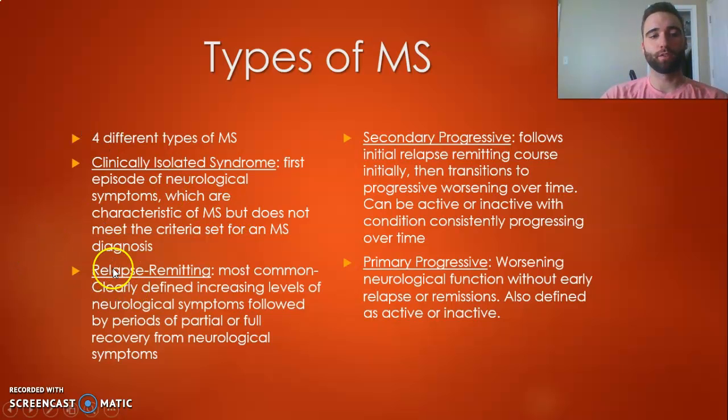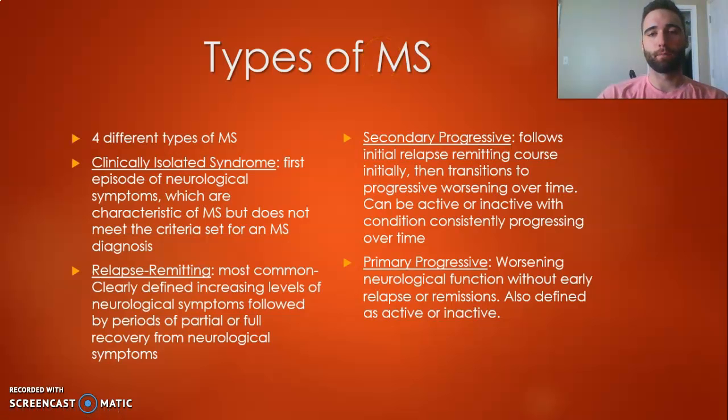And then the next one is relapse remitting. This is the most common. So you're going to have clearly defined levels of neurological symptoms. Again, you're going to have the going up, the tapering off, and then you're going to have either a full recovery or only a partial recovery. And then you're going to have remission, where you have a point where symptoms and signs don't come back. But at some point you are going to have another relapse where you go back up. And then if you don't make full recovery, it's just going to continue to grow, and the signs and symptoms are only going to continue to get worse.